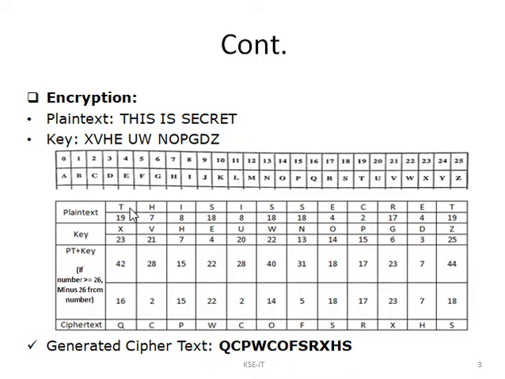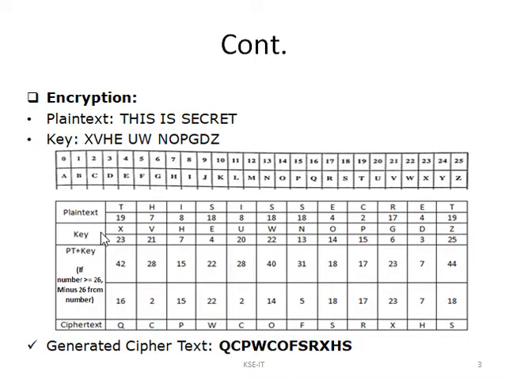For T, the equivalent numeric value is 19. For H, it is 7. For I, it is 8. For S, the equivalent numeric value is 18. For I, 8, S, 18, again S, it is 18. For E, the equivalent numeric value is 4. For C, it is 2. For R, it is 17. For E, it is 4. And for T, it is 19.